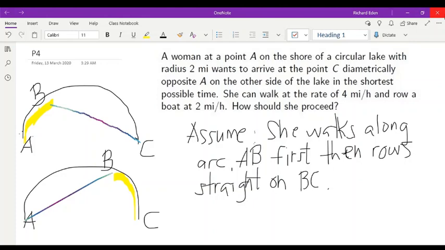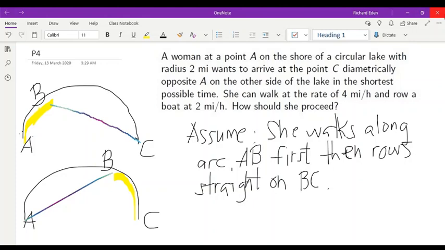Hello, let's go on to our next calculus problem. A woman at point A on the shore of a circular lake with radius 2 miles wants to arrive at the point C diametrically opposite A on the other side of the lake in the shortest possible time. She can walk at the rate of 4 miles per hour and row a boat at 2 miles per hour.